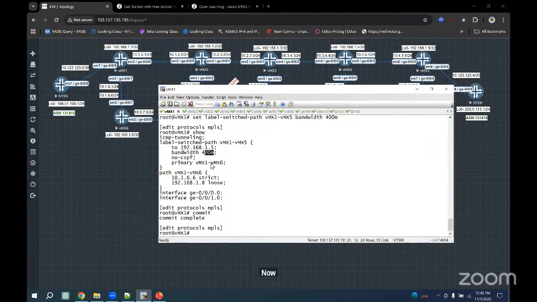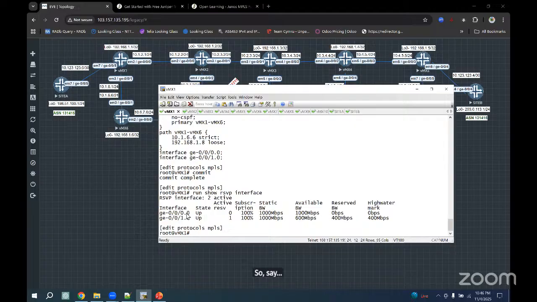Now we check the reservation status. See here the interface ge-0/0/1 static bandwidth is 1000 Mbps. Available bandwidth is now 600 Mbps and the reserved bandwidth amount is 400 Mbps. So the reservation is already taken. This is one verification command.